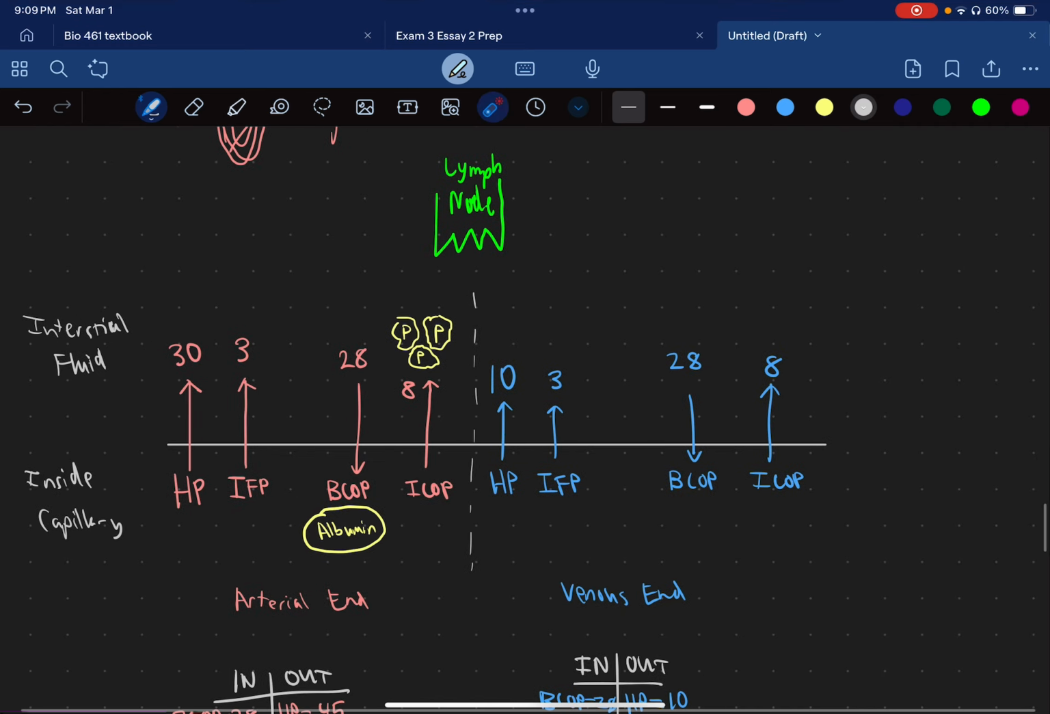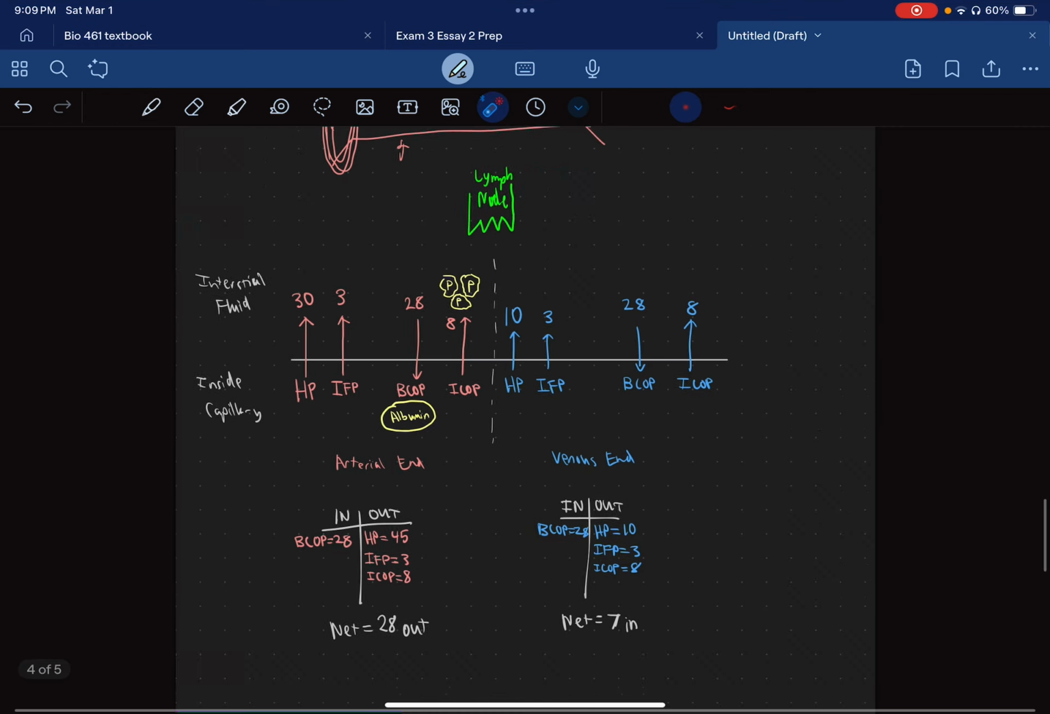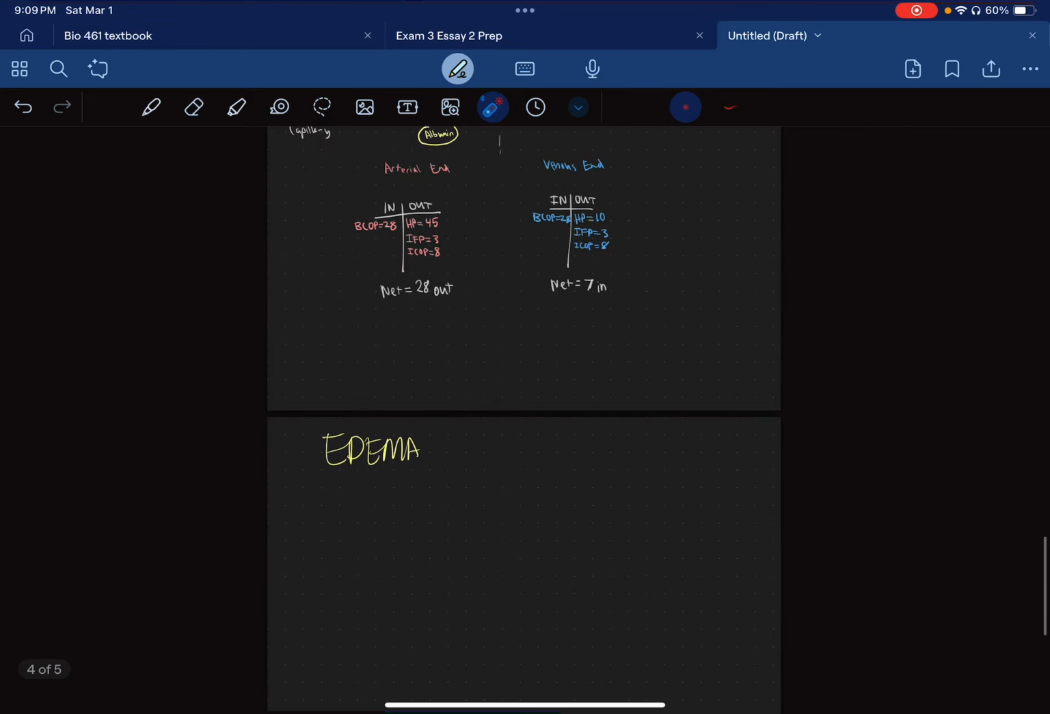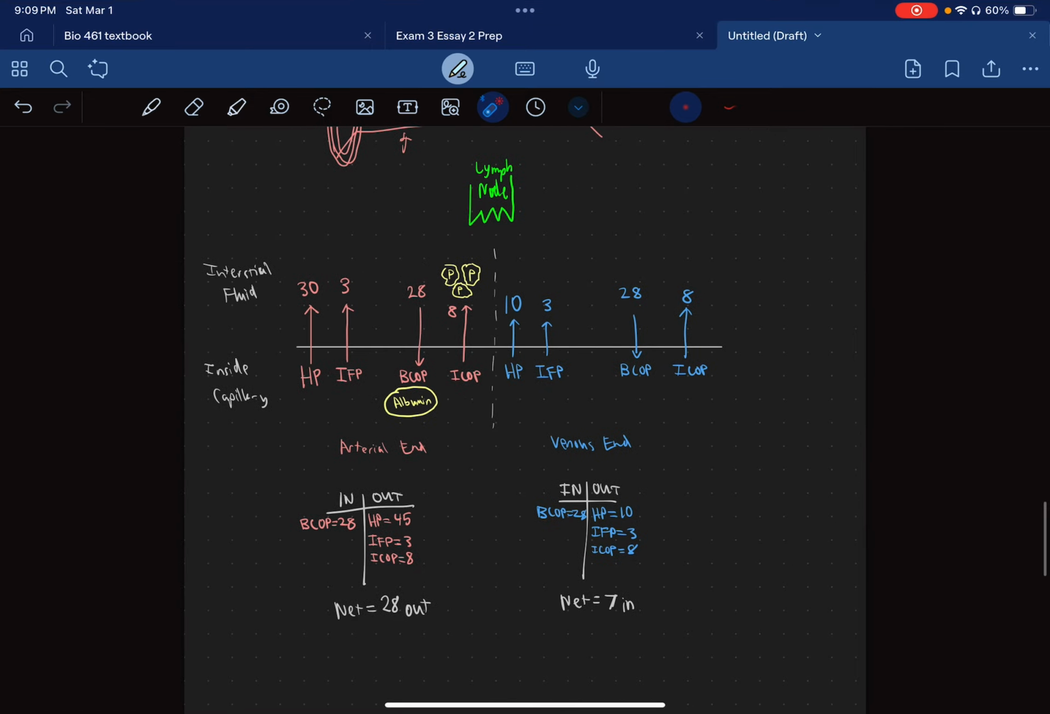And now the lymph node can't pick all of that up. So what that'll cause is our edema, and that can cause some buildup of fluid in the skin, cause kind of puffy, swollen looking skin. But yeah, that's how our blood is regulated.